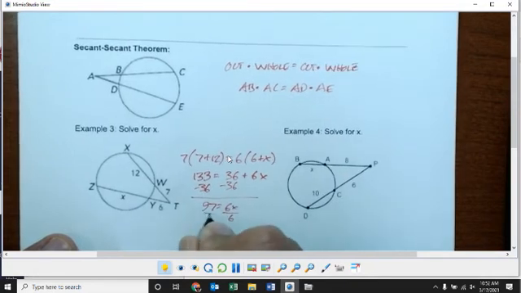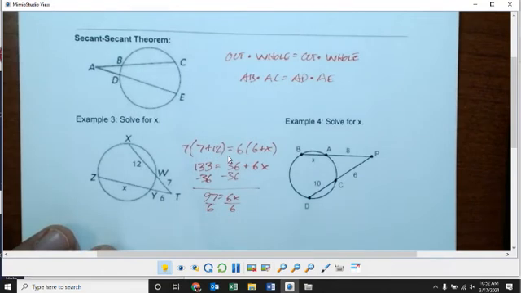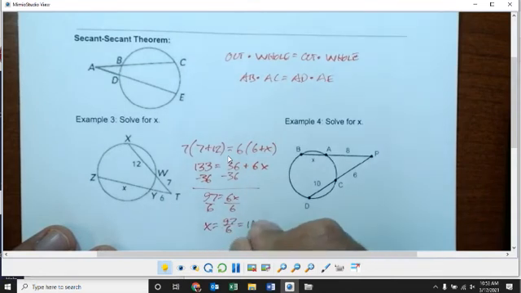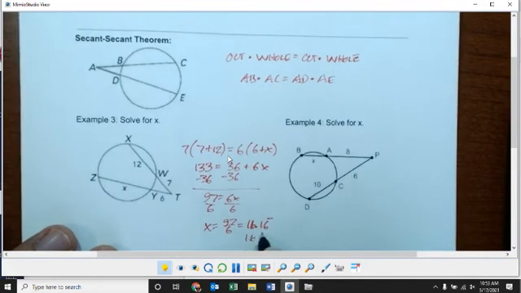So I divide by 6. 97 over 6 is an improper fraction. It also can't be reduced any. So x is equal to 97 over 6, which is equal to 16.16 repeating. 16 and 1/6. That's what that is. So there we go. Pause it now, work example 4, and then come back for the solution.